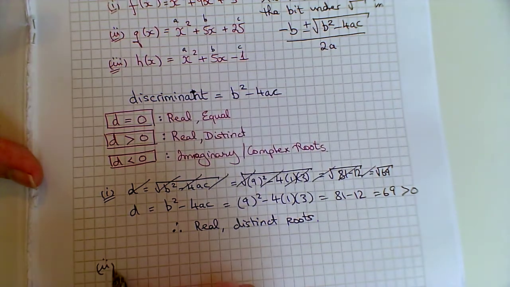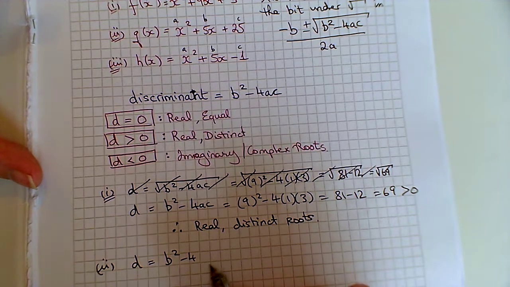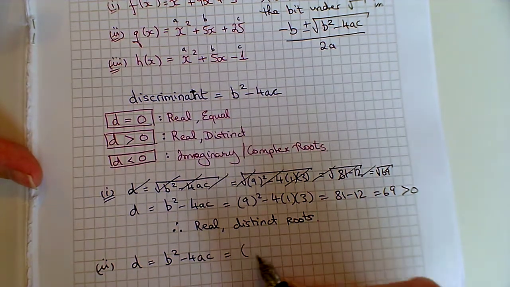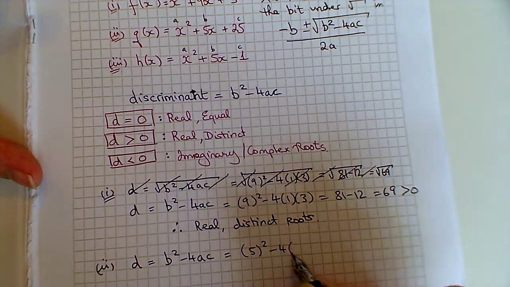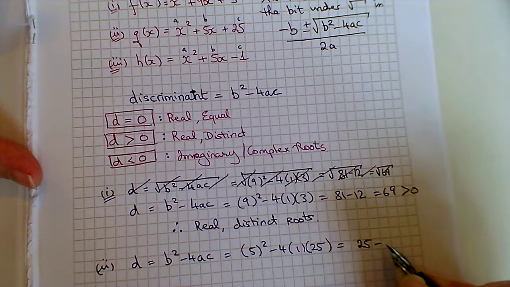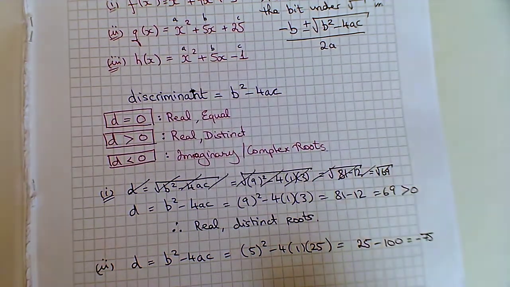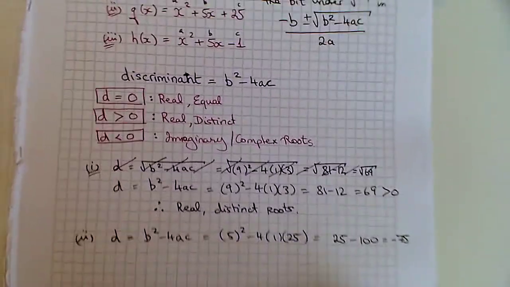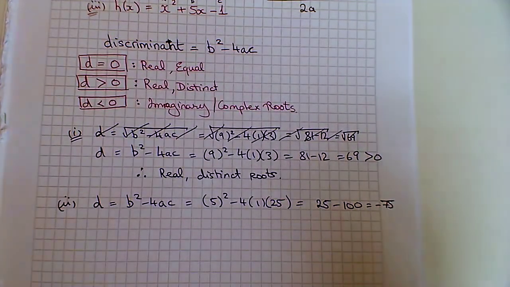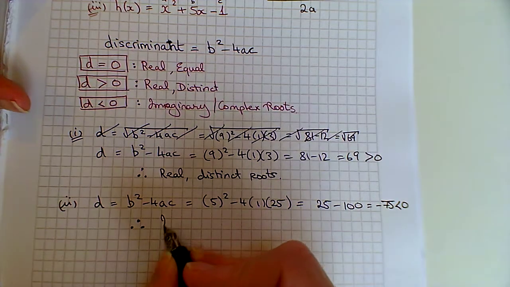The second one, my discriminant will be b squared minus 4ac again. So that's 5 squared minus 4 by 1 by 25. And that's 25 minus 100, which is minus 75. So this time it's negative. This is less than 0, so therefore we have imaginary roots.